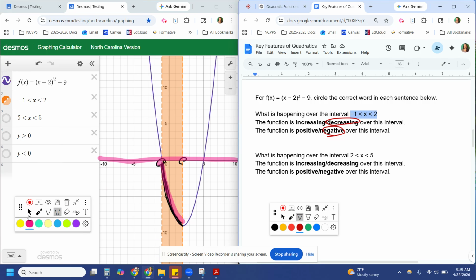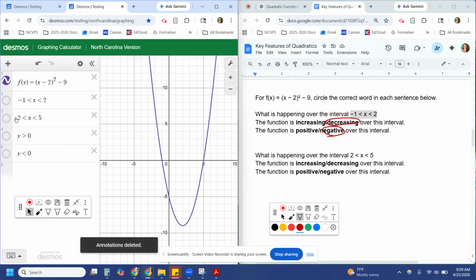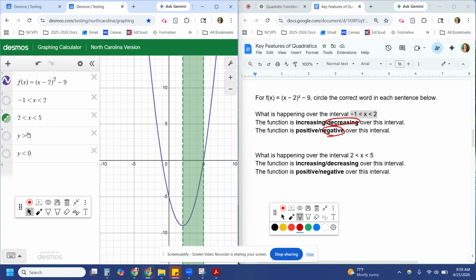Okay, let's take a look at another interval. So we're going to turn that one off, and we're going to turn the new one on. The new interval is 2 to 5. A new window appears. Let's find those endpoints here and here. Let's highlight the function, and as I highlight, I'm going to ask myself, am I increasing or decreasing?